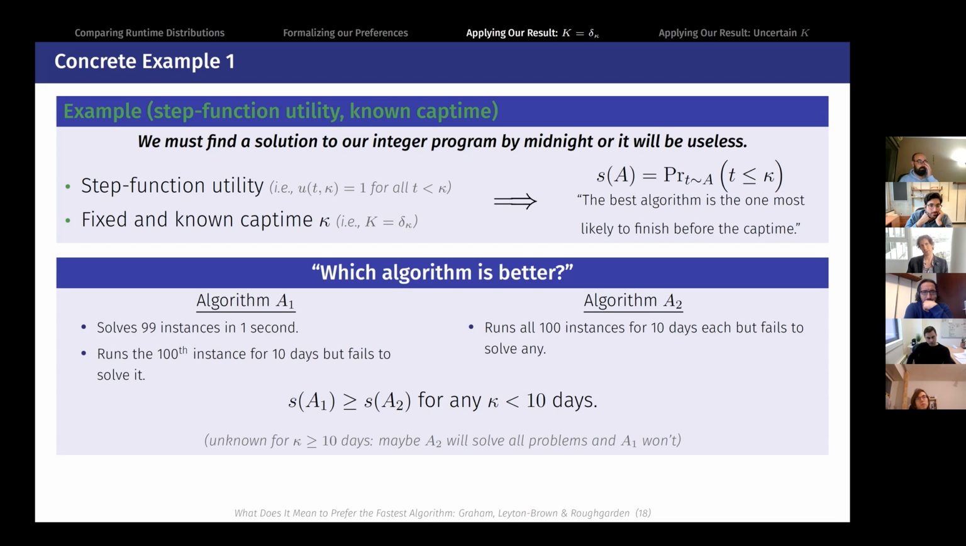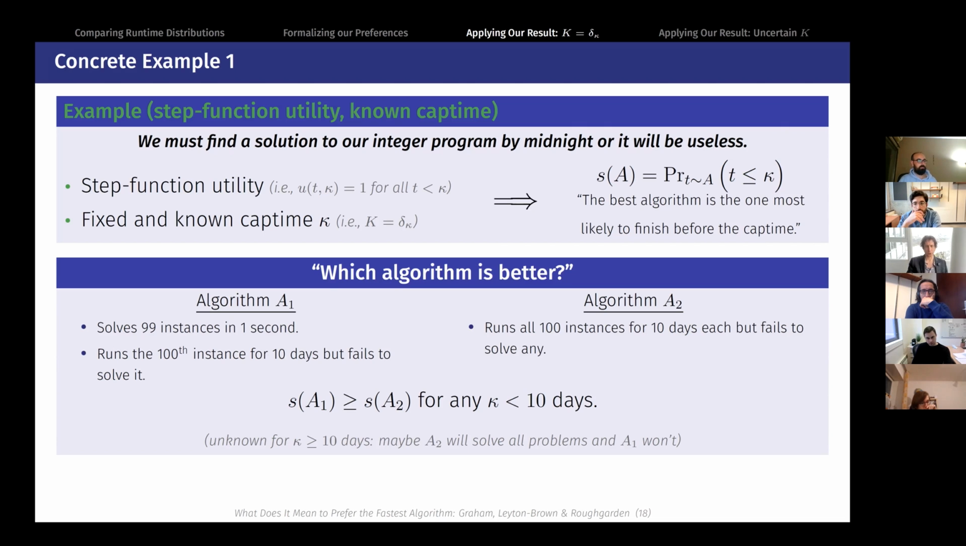Here's one scenario you might be in. I need to find a solution to my integer program by midnight or it's going to be useless. There's a competition, and I need to return the answer by exactly midnight. So I've got a step function utility that says my utility is 1 until I get to midnight, and then it falls down. And I have a fixed and known cap time. It's the amount of time that remains until midnight. So my scoring function is just going to say the best algorithm is the one most likely to finish before the cap time, when I push through the utility function.